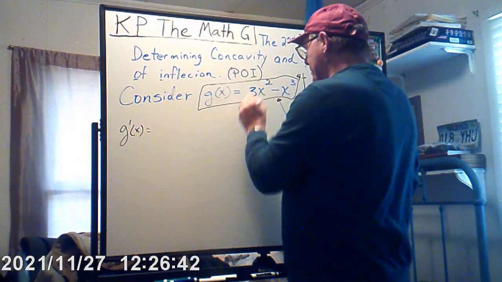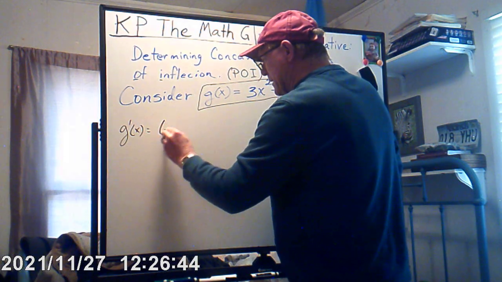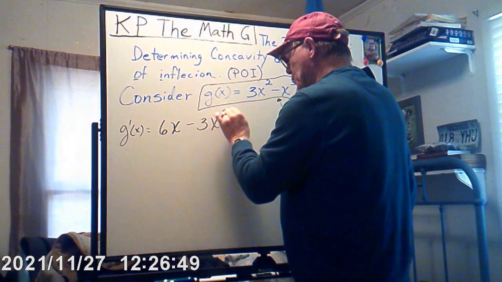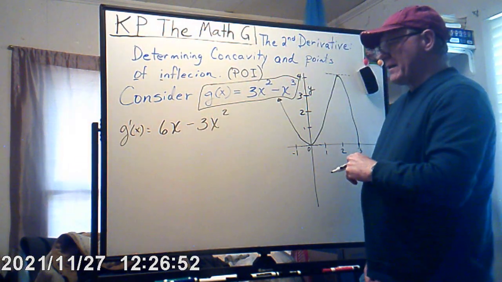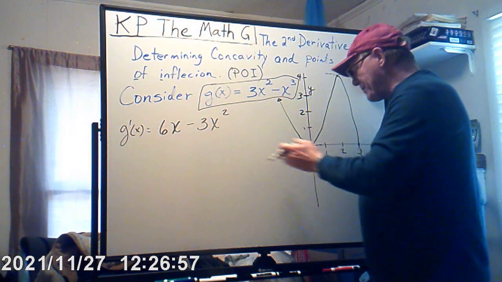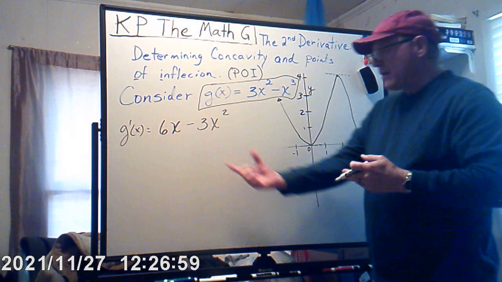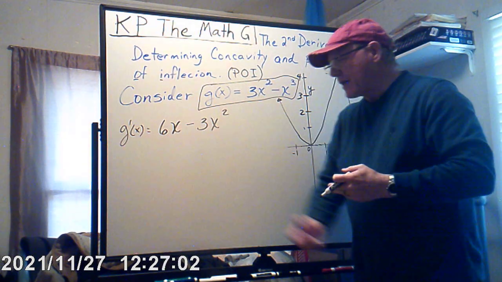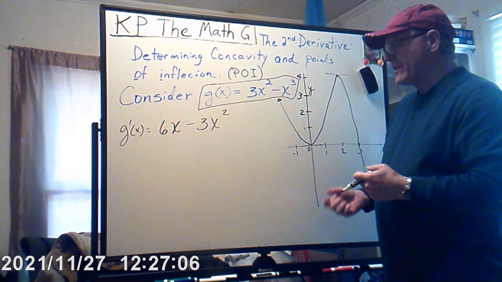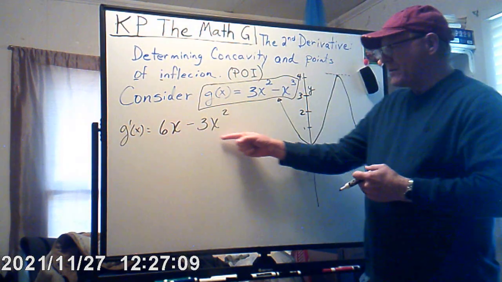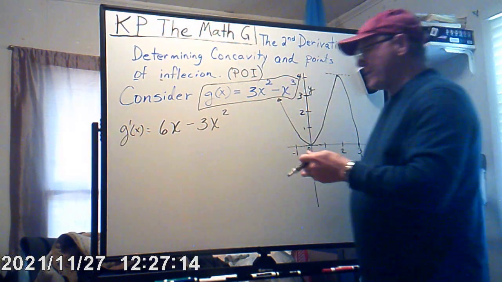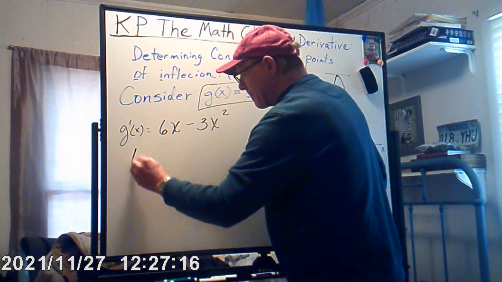Okay. All right, let's go ahead. G prime is, we all know what this is. This is 6x minus 3x squared. And what we can do right here, I'd like to find out where this tangent line is 0, where the slope of the tangent line is 0. This represents the slope of the tangent line to this curve right here. So let's set this equal to 0.